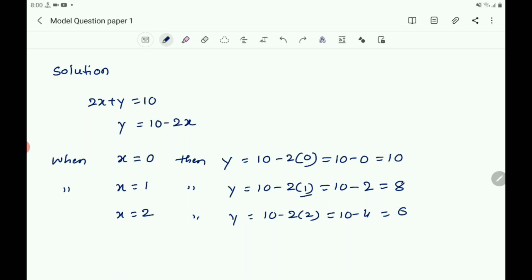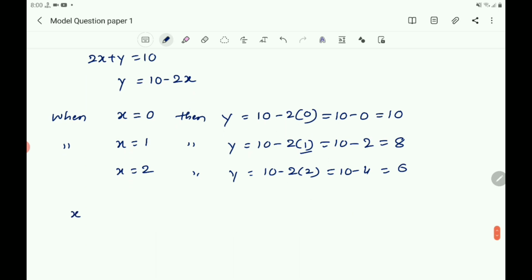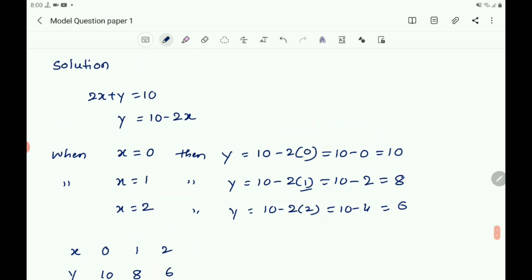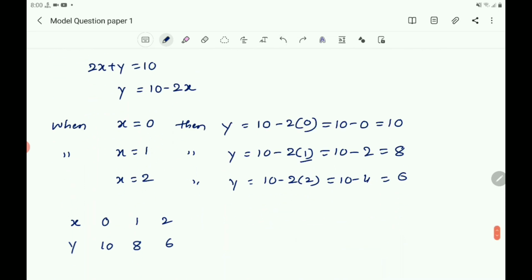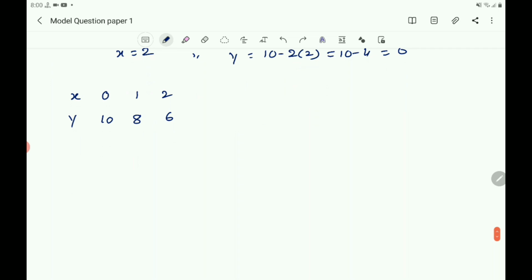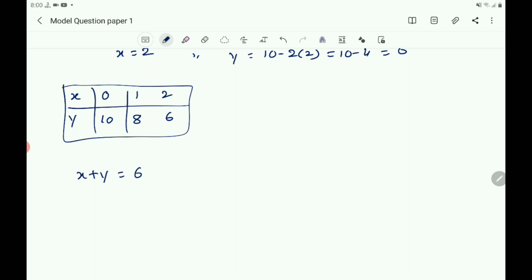Now you make a small chart, x and y. The x values are 0, 1, 2 and the corresponding y values are 10, 8, 6. That is the chart for the first equation.